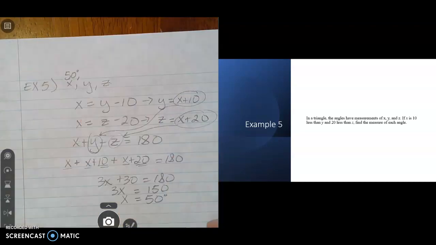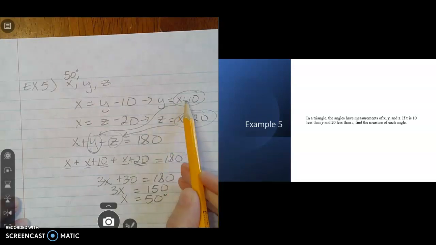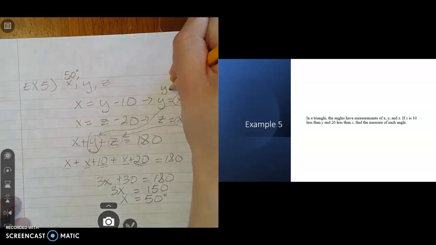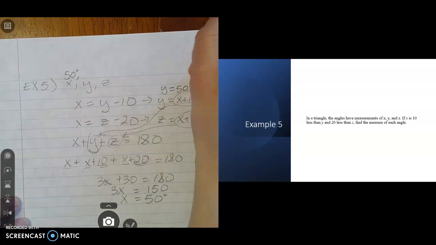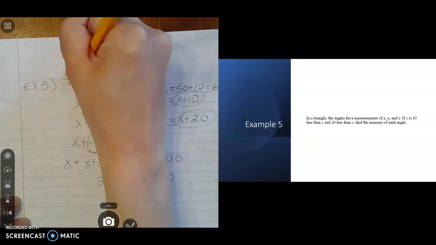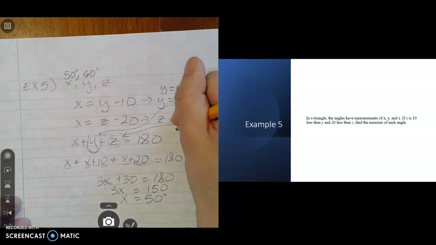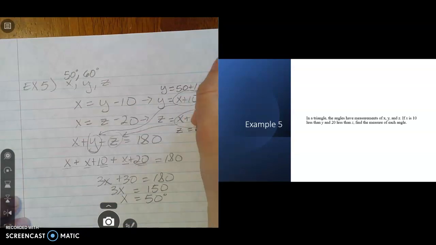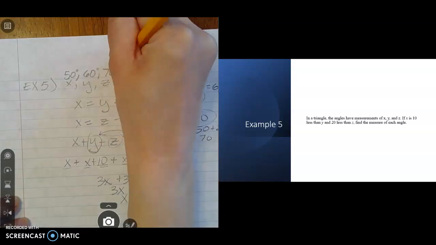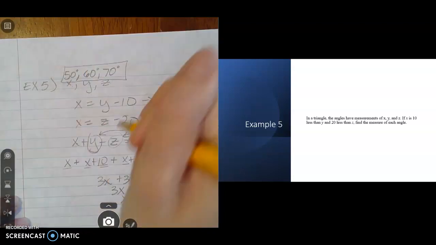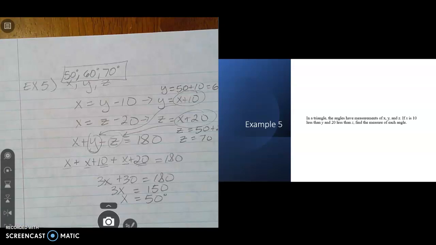Alright? I'm not done yet. I want to find the measure of each angle, so I still need to find y and z, but they're not too bad. I have y equals x plus 10 over here, so y would be x, which is 50, plus 10, and 50 plus 10 is 60, so the y angle is 60 degrees. Z is x plus 20, so z would be 50 plus 20, so my z angle is 70 degrees. So there's my three angle measurements in my triangle.